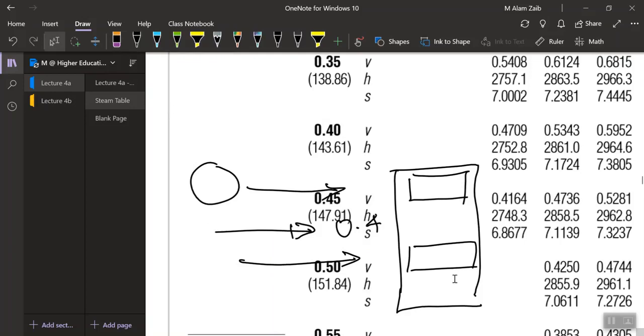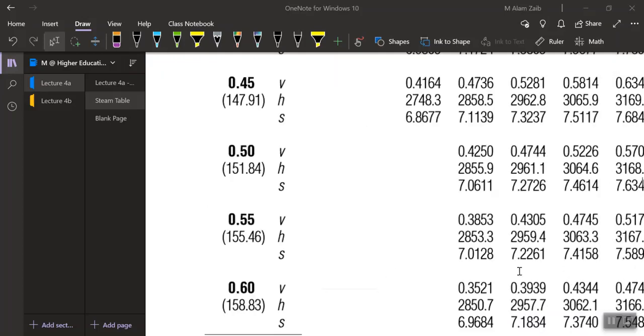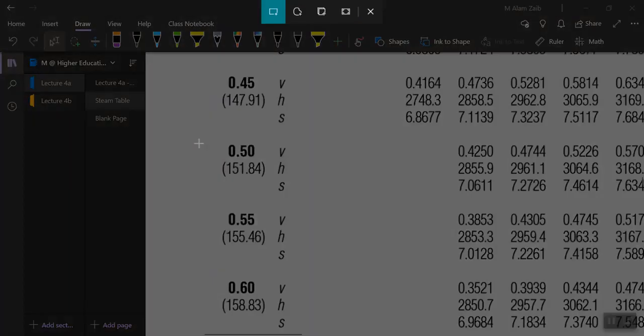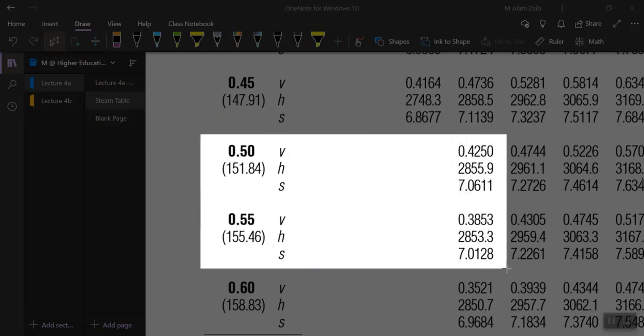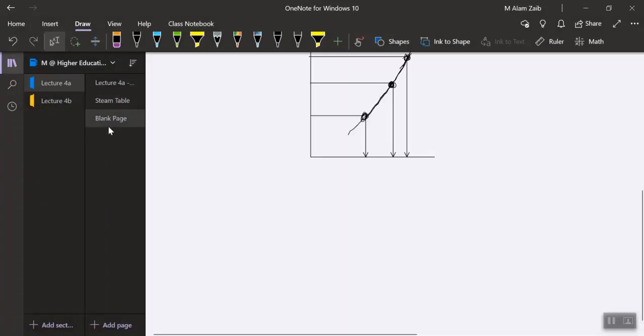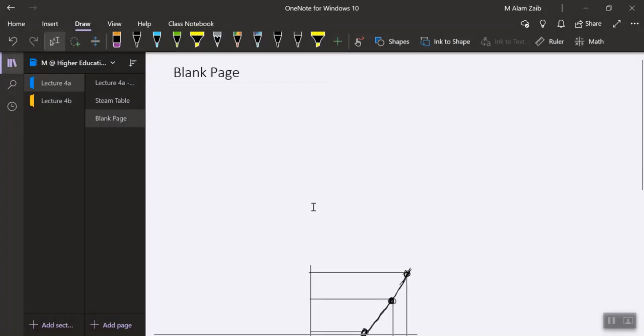So let me rub it out. Okay, it's been rubbed out anyway. Now let me take a snapshot of this one again, so it would be easy for me to just paste it there. That's the one, and let me paste it in a new page.